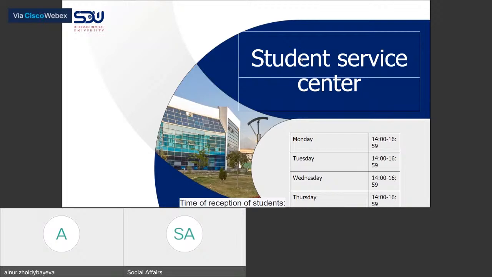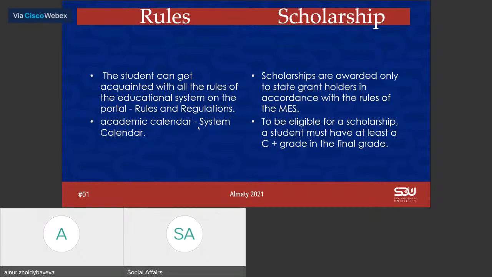Then the next. About the rules, the student can get acquainted with all the rules of the education system on the portal, rules and regulations. About the academic calendar, all the dates, you can get acquainted with from the system calendar. If I speak about scholarships, they are awarded only to state grant holders in accordance with the rules of the Ministry of Education and Science. To be eligible for a scholarship, a student must have at least a C+ grade in the final grade.